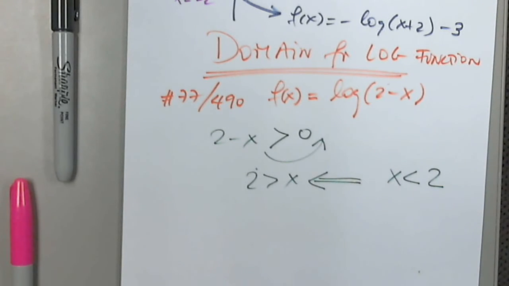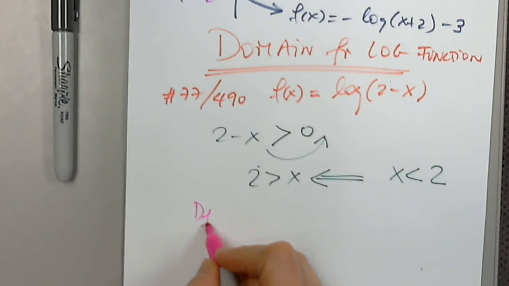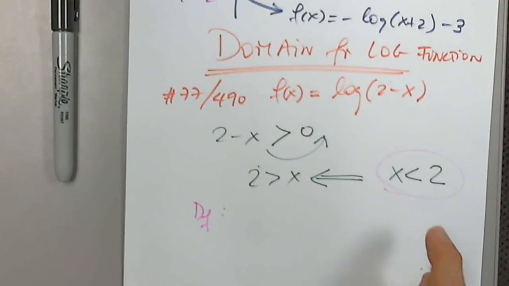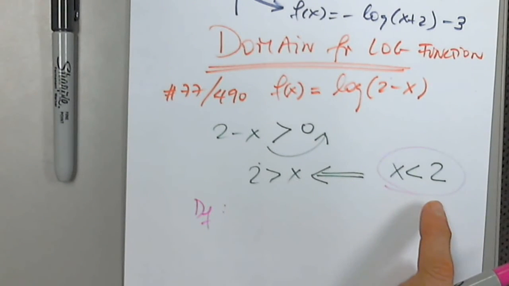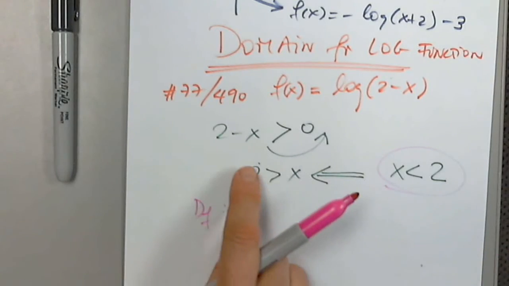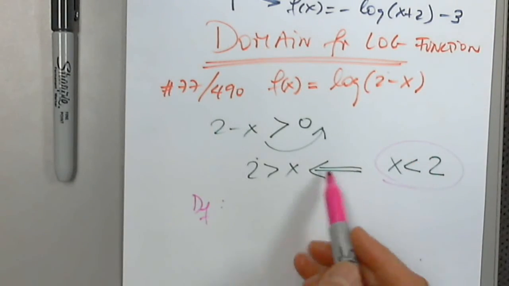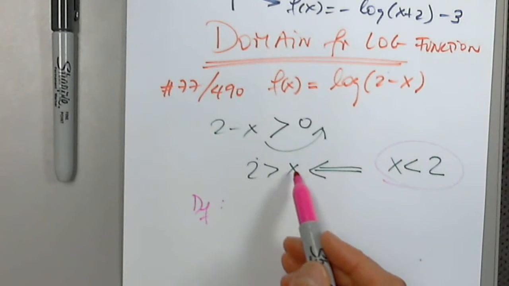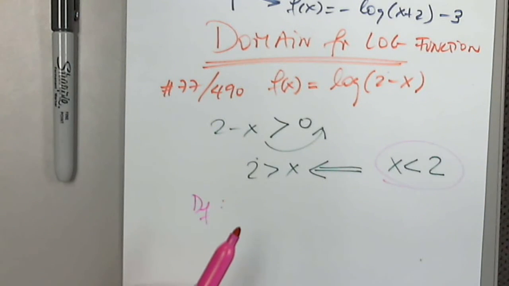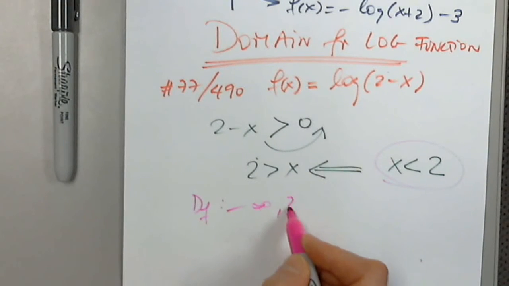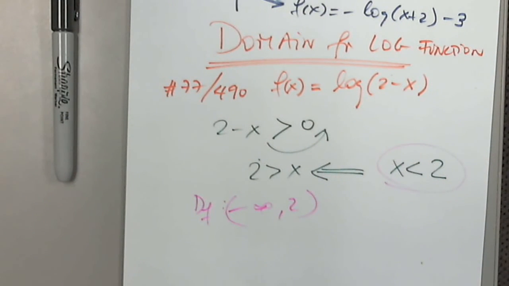So can anyone give us the domain of this function then? What is the domain of f? It says x less than 2, because it had a negative coefficient. So I have to move it to the other side, and so it's x less than 2. Indeed. So this is the domain of this function.